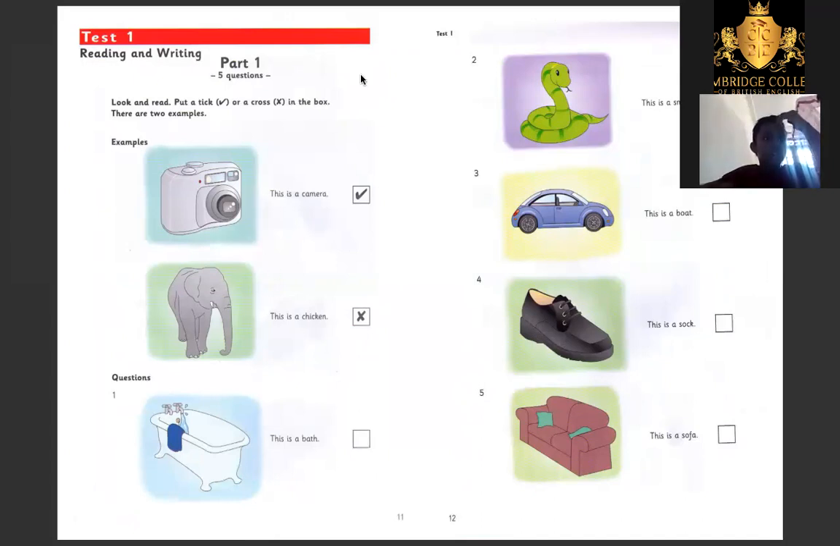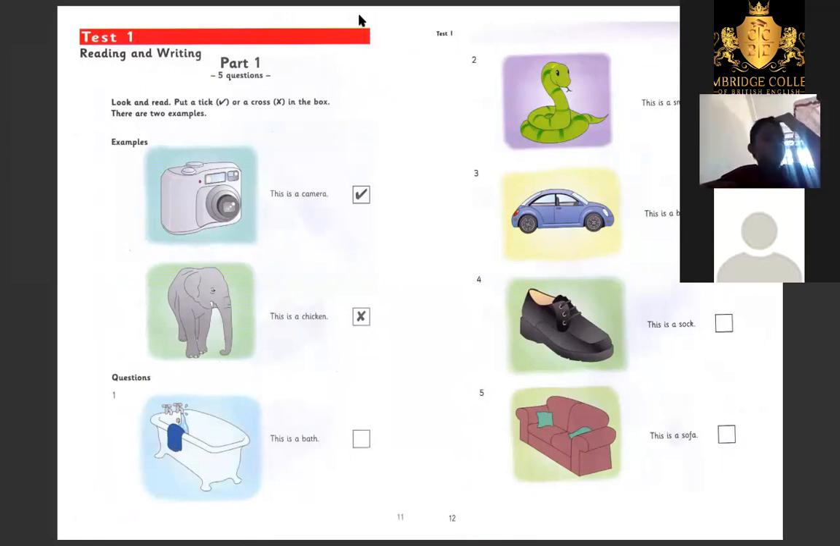Okay. Now look at this. Everyone should take your writing copies. Dihen, as you have come late, you want to take your writing book. After taking your writing book, you should write the topic as reading and writing part one. You want to copy it.